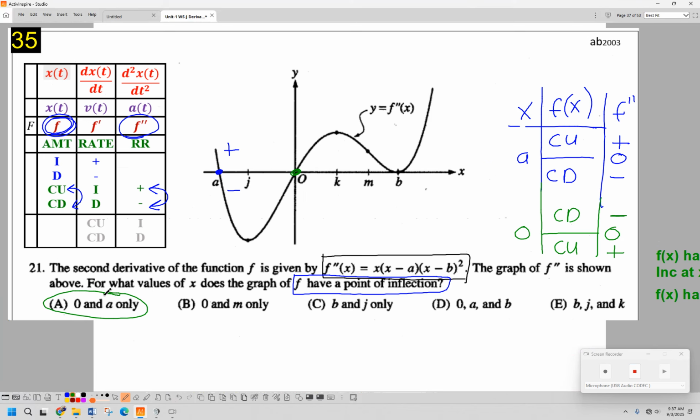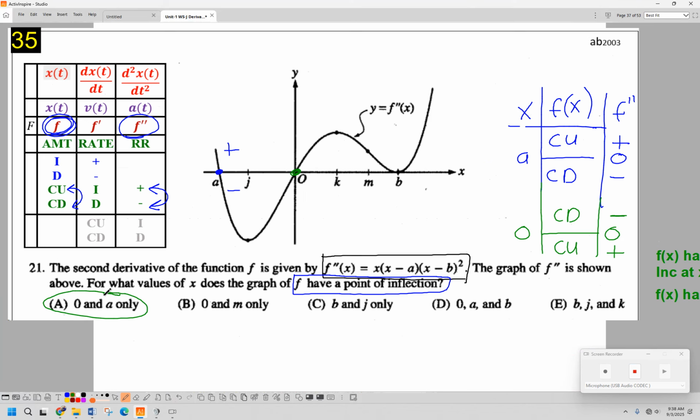Do we want to talk about any of those? Yeah, please, Seth. I was just wondering, what makes it an inflection on this one? Is it just that it's positive and then 0 and negative? Is that what makes it an inflection?